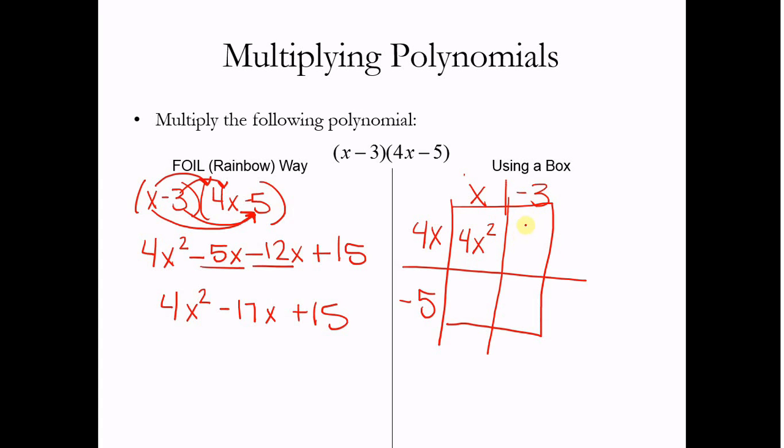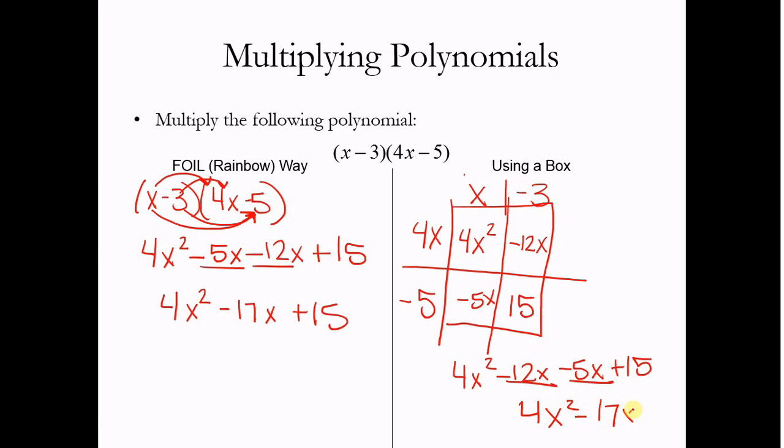4x times negative 3 is going to fill in this box. That's negative 12x. x times negative 5, negative 5x. Negative 5 times negative 3, positive 15. So now I have 4x squared minus 12x minus 5x plus 15. Combine these guys. 4x squared minus 17x plus 15.